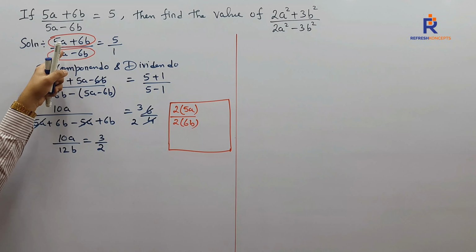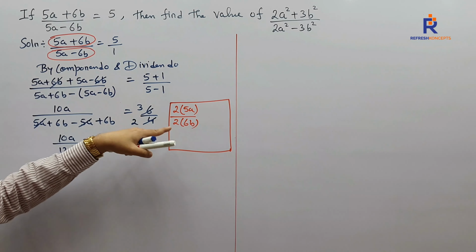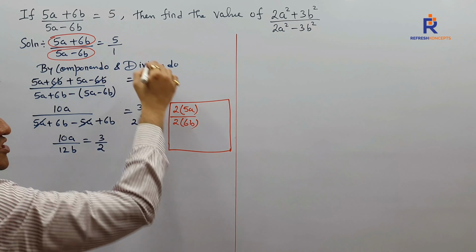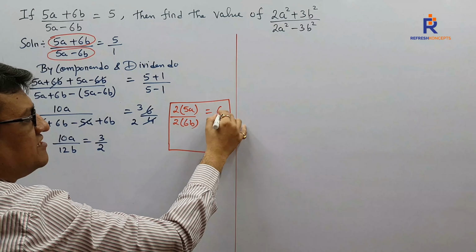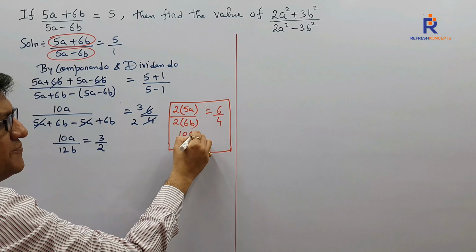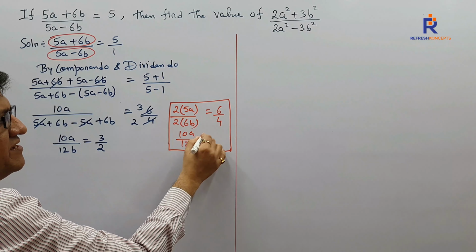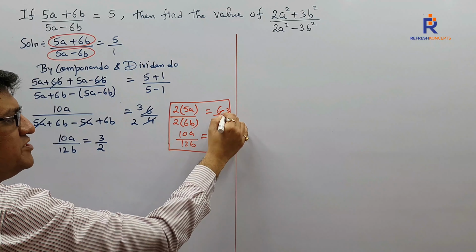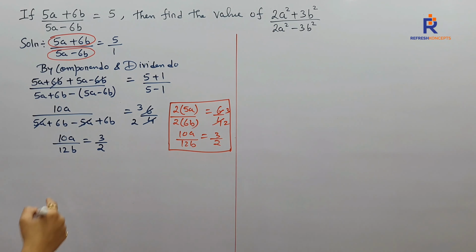Forget about the signs what we have. My first term is 5a. My second term is 6b. And apply componendo dividendo, which we should. 5 plus 1, 6. 5 minus 1, 4. How much is this? 5 twos are 10a. How much is this? 6 twos are 12b. On reducing, will I get 3 by 2? That's what we got.